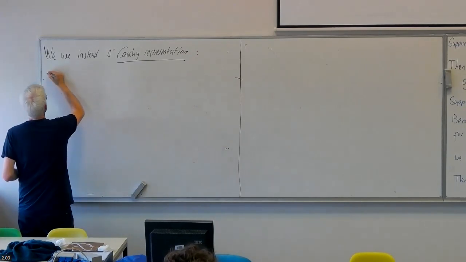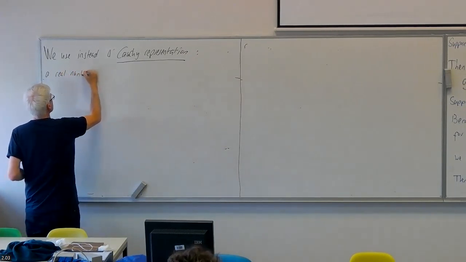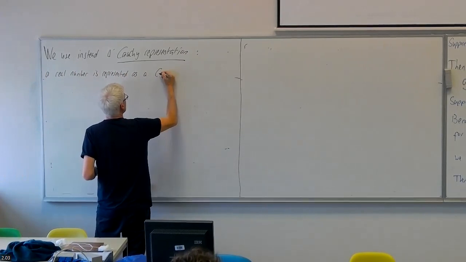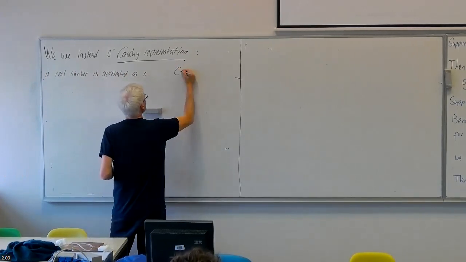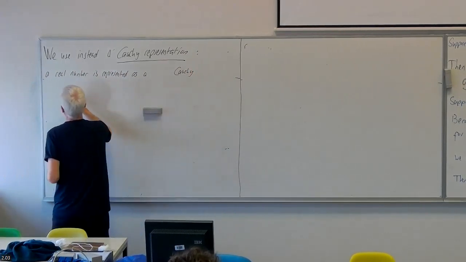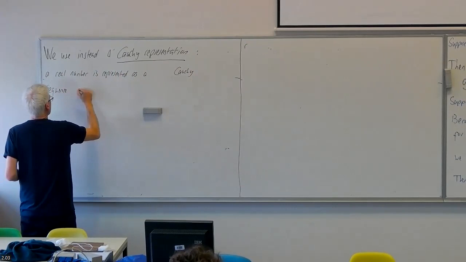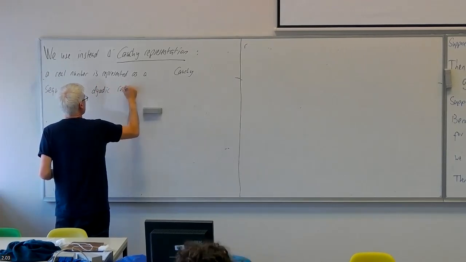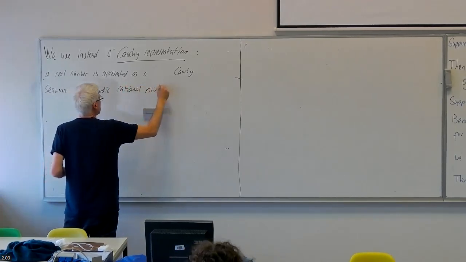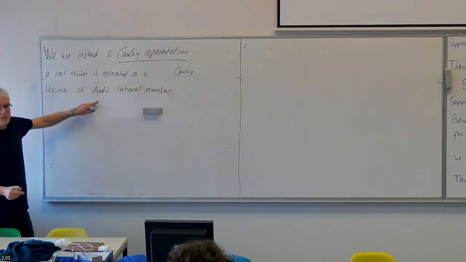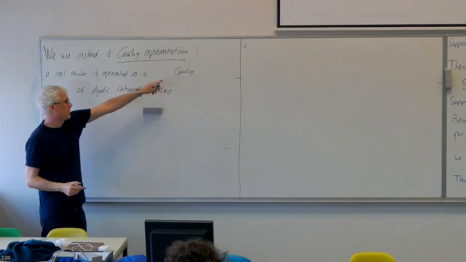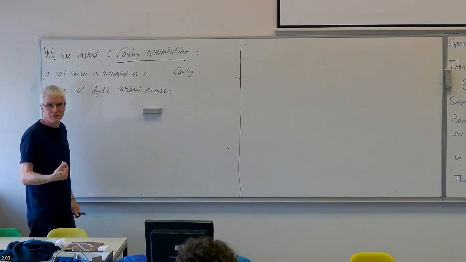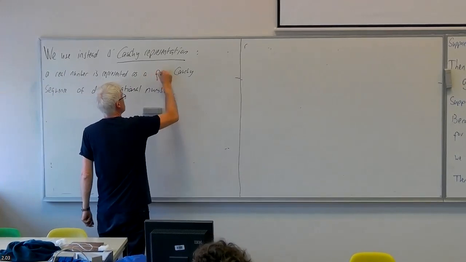So a real number is represented as a Cauchy sequence of rational numbers. As I said, rather than arbitrary rational numbers, we're going to use dyadic rational numbers. And actually, rather than arbitrary Cauchy sequences, we're going to use Cauchy sequences that have a fixed, rapid rate of convergence. We're going to call such things fast Cauchy sequences.